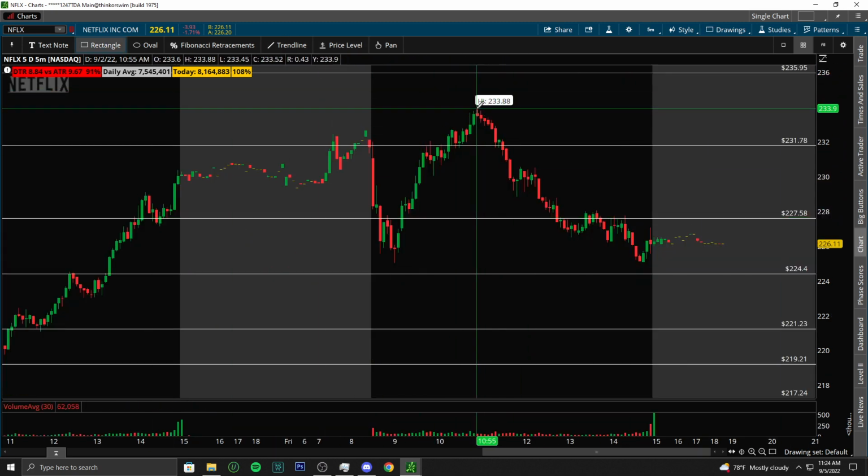And then going into tomorrow, we'll highlight our previous day high. As you can see, I'm grabbing the wick to the meat. Previous day open.